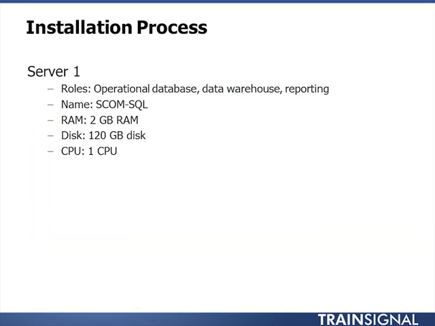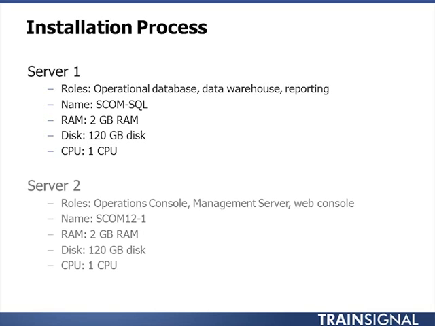From an installation process perspective, we're going to be installing Operations Manager for this course onto 2 different servers. The first server will be the SQL Server, and it will hold the operational database, the data warehouse, and reporting services. I've given this server 2 GB of RAM, a 120 GB disk, and 1 CPU. The second server will hold the Operations Console, the Management Server, and the Web Console, and its name is going to be SCOM 12-1. I've also given it 2 GB of RAM, a 120 GB disk, and 1 CPU.